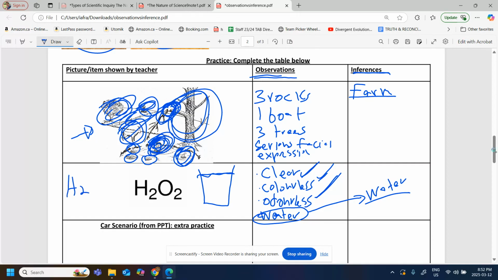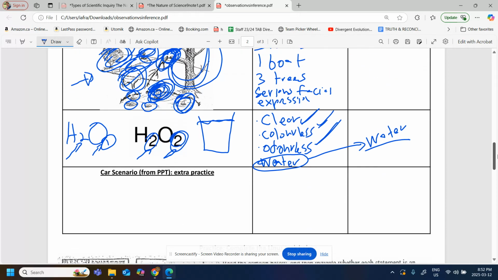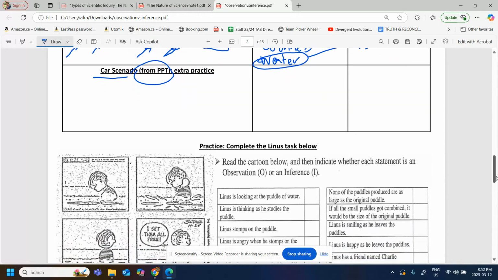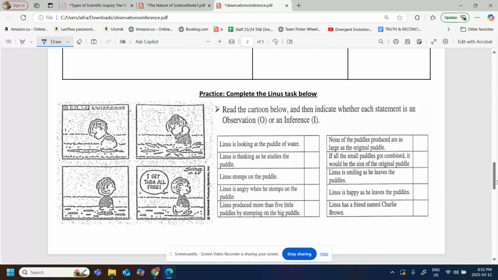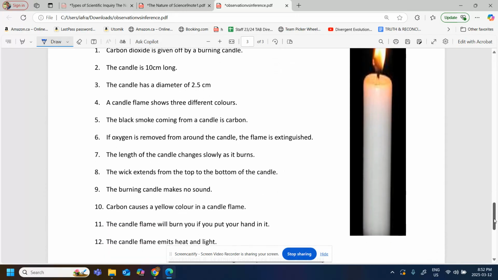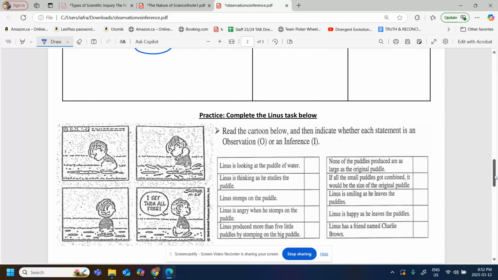Water is H2O. As we learned in chemistry, there's 2 H's, 1 O. But hydrogen peroxide is H2O2, 2 H's, 2 O's, which makes a very different compound. One difference in the oxygen number, 1 versus 2, makes a big difference in terms of its properties for human consumption. So those are some of the main examples we saw in class. In the slide deck, there is a little car scenario you can try out for extra practice. Let's go and try this practice problem here. And then in the next video, we're going to try out the last problem, which is about the candle.